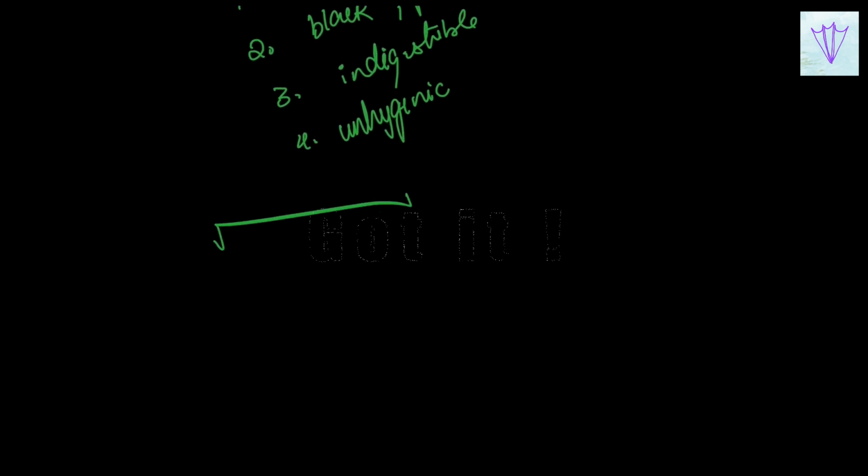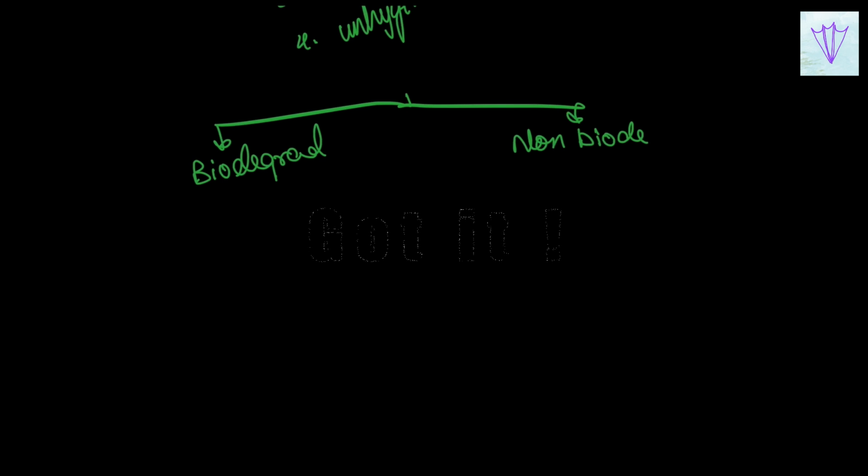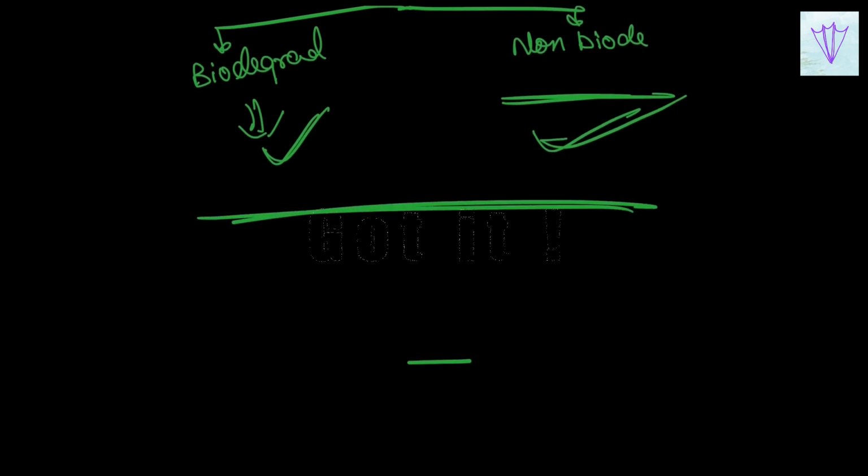Now we'll understand what are biodegradable and non-biodegradable materials. The materials which can be decomposed through the natural process are called biodegradable materials. For example, cotton, wool, paper, foodstuffs, etc. But the materials which do not decompose through the natural process are called non-biodegradable materials. For example, plastic, synthetic fibers, etc. So we've understood in detail about plastics.